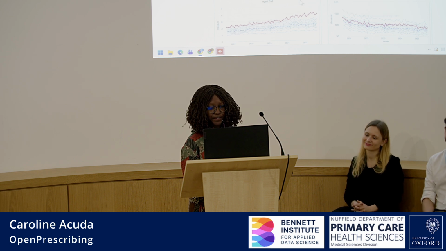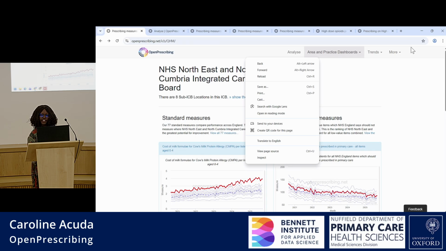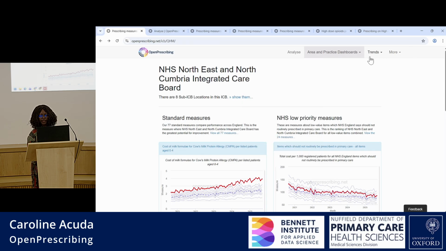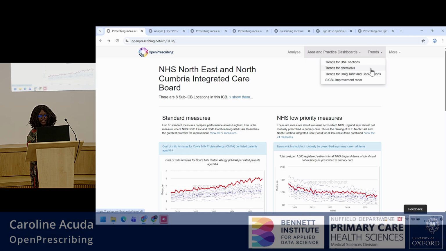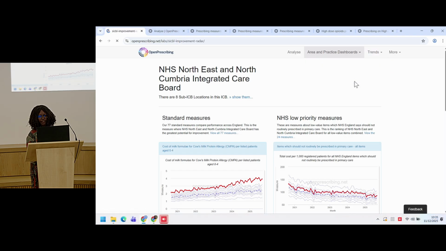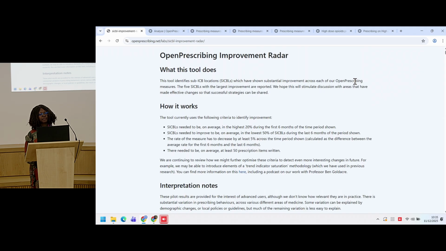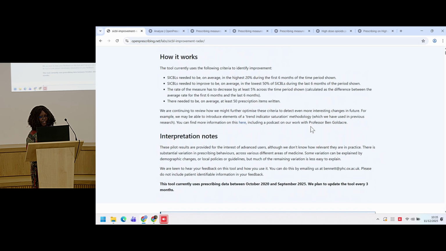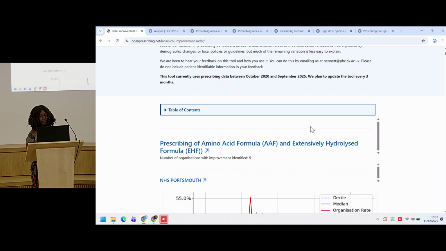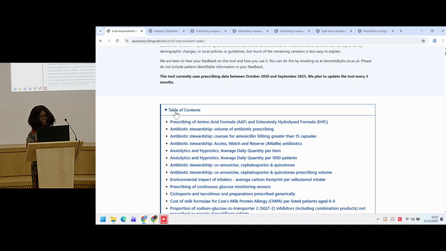Right, so to get to the improvement radar, you just need to get to the top menu bar, and it's under the trends option. And it's this very bottom one over there. When you click on that, it takes you to the tool, which basically identifies any sub-ICB locations that have had really good improvements in any of our open prescribing measures. And if you're interested in knowing exactly what criteria the tool is using to identify those improvements, we've written about that there. But to get using the tool, I would recommend just clicking on the table of contents.